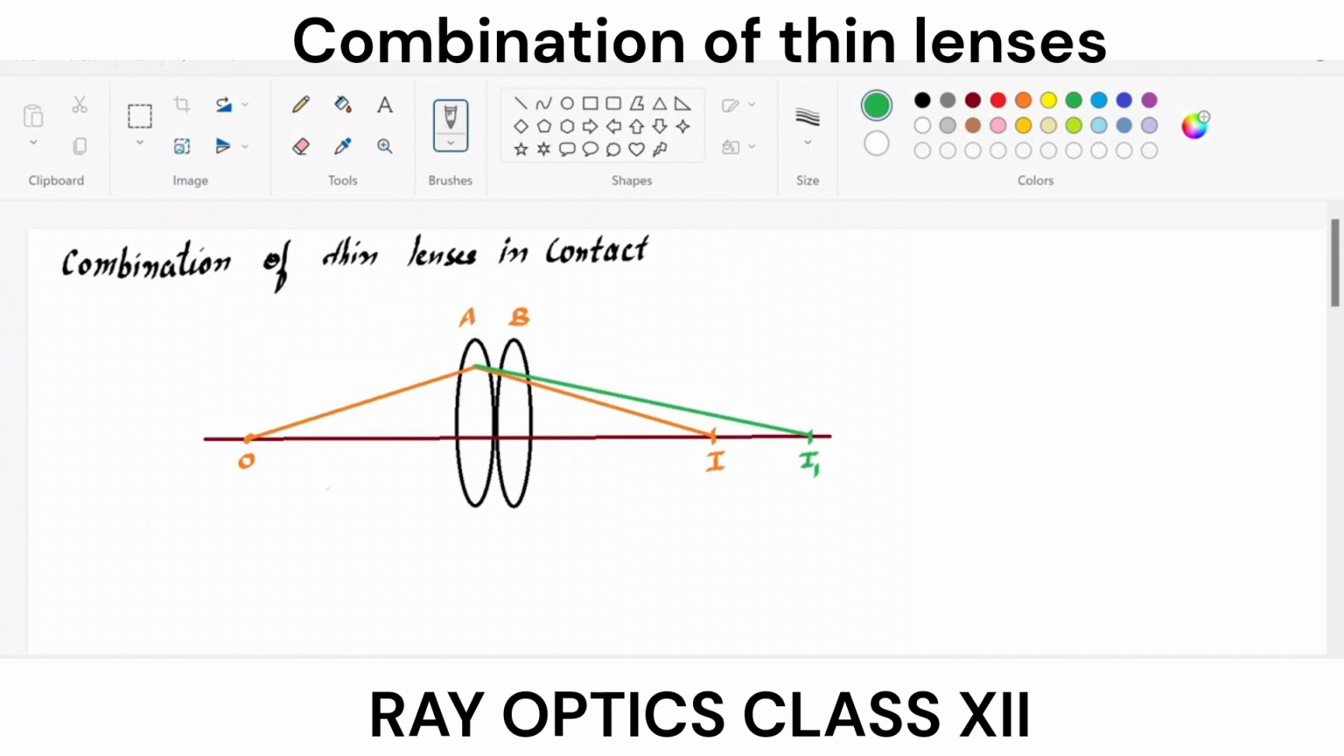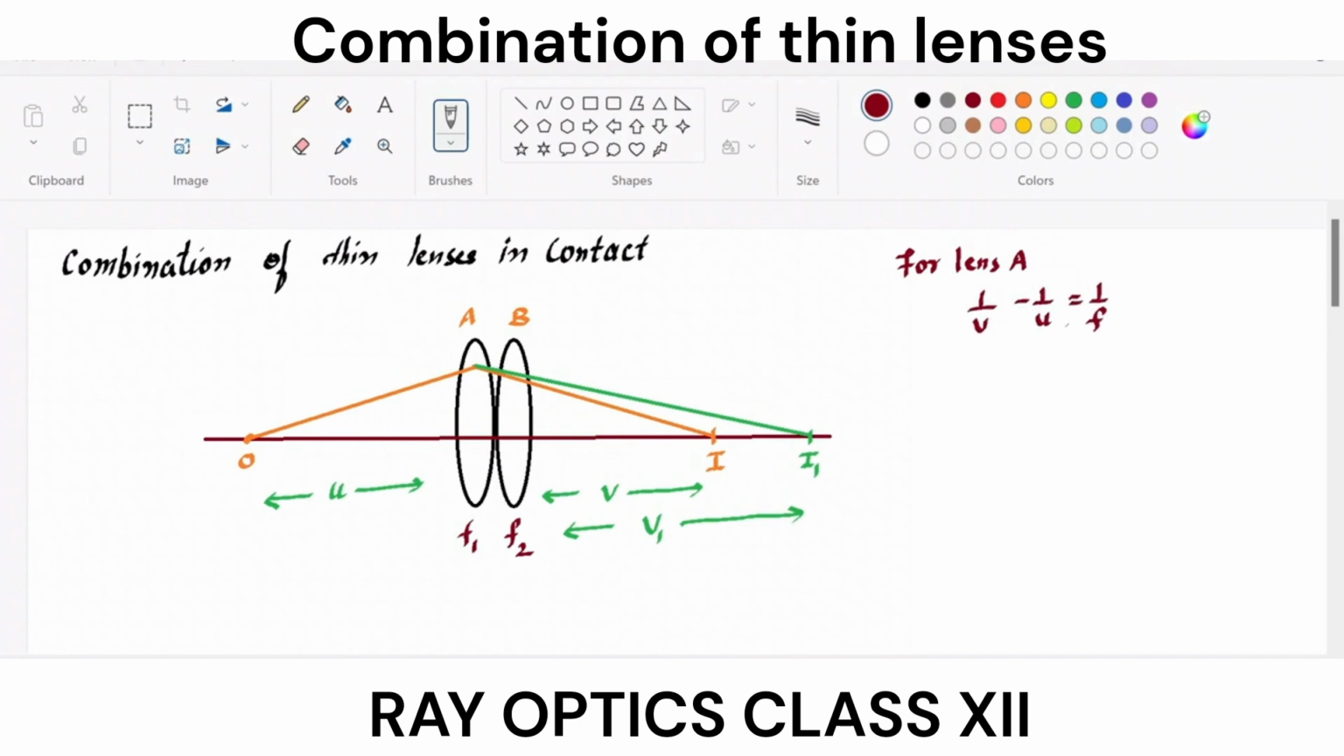So let's say this is your object distance U. This will be negative. This is your image distance V, the final image distance, and the intermediate image distance is V1. We will make use of a very important concept here. Let's say the focal length of the first lens is f1 and the focal length of the second lens is f2. So for lens A, 1 by V minus 1 by U equals 1 by F, lens maker's formula. So this will be 1 by F1 and this will be 1 by V1.